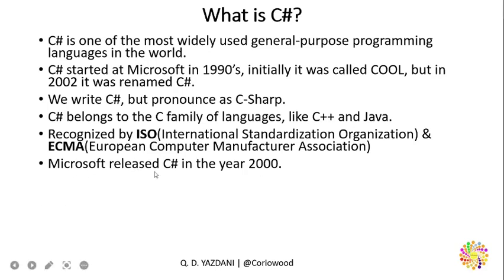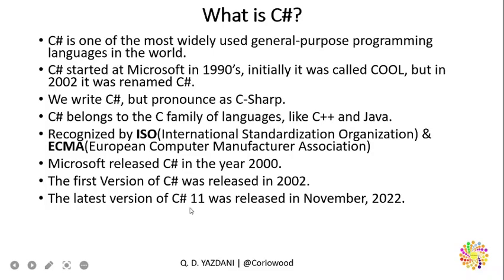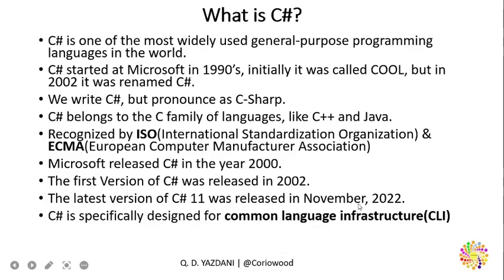Microsoft released C Sharp in the year 2000. The first version of C Sharp was released in 2002. The latest version, C Sharp 11, was released in November 2022. At the recording of this video we have C Sharp 11, and I'm going to show you later on in the Microsoft C Sharp versioning system which version was released in which year. C Sharp is specifically designed for the common language infrastructure, or CLI.